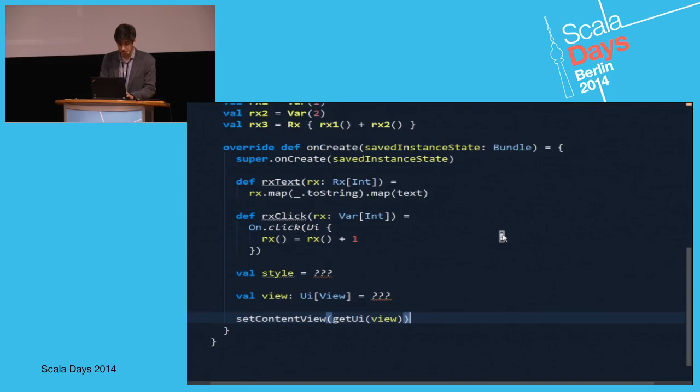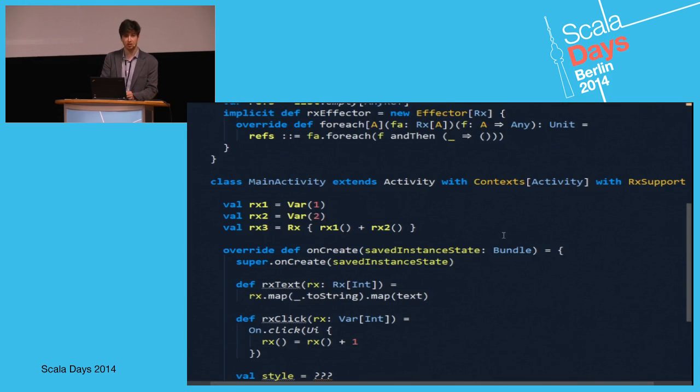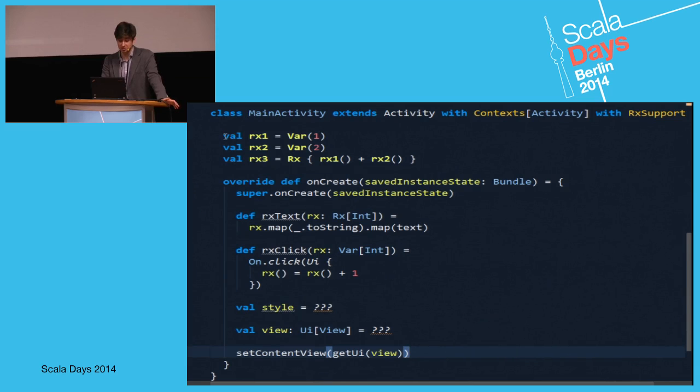Yeah. So, well, who has been to the Scala Rx talk yesterday? Okay, quite a lot of people. So this is basically the same example that was given yesterday, but for Android. So what happens is we have 3 reactive values. So the first value is just, by the way, can you see it okay? The colors and stuff? Okay.